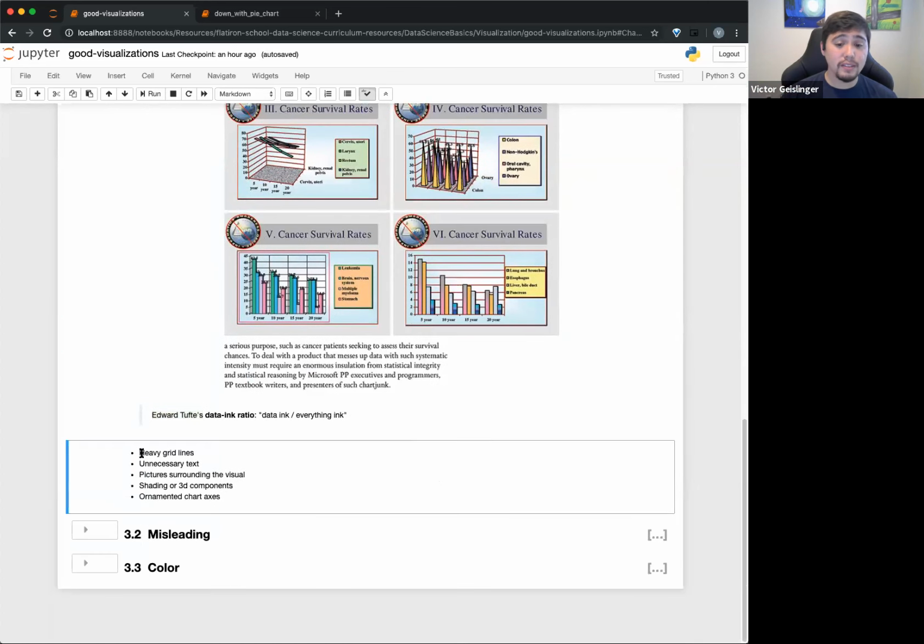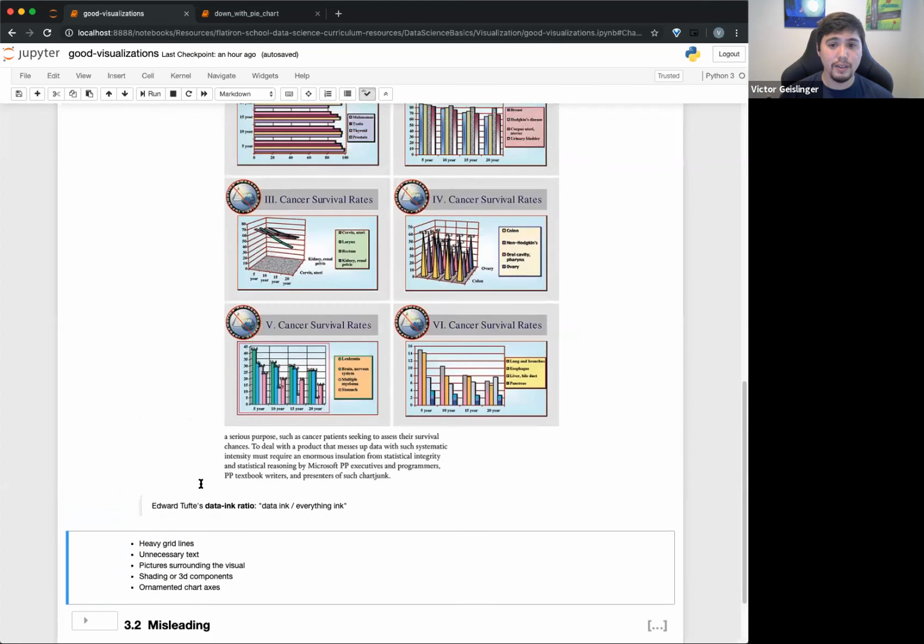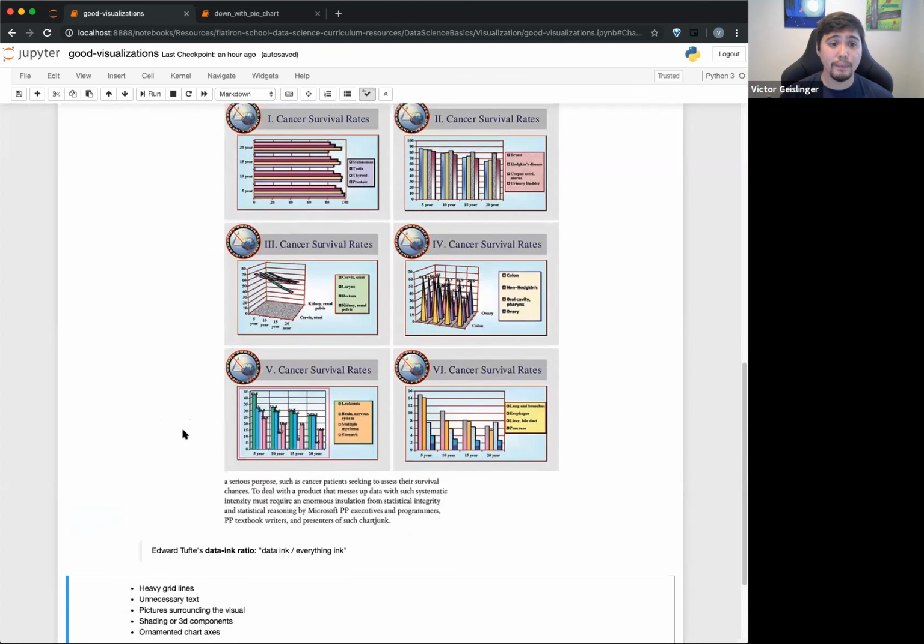So things to look out for: heavy grid lines. If you have super heavy grid lines, it probably isn't necessary. Unnecessary text, basically too much information on top of your visualization. Pictures, like I said, shading or 3D components, don't have 3D components. And then ornamented chart axes, basically anything with a chart axis that has extra information, or possibly even numbers sometimes can be too much. If you label every single point, that might not be good. So that's what chart junk is.